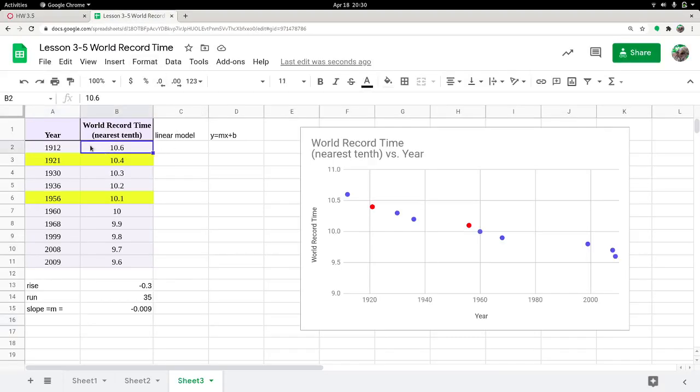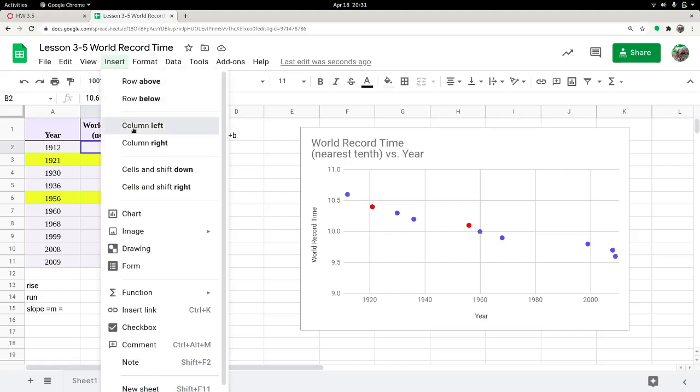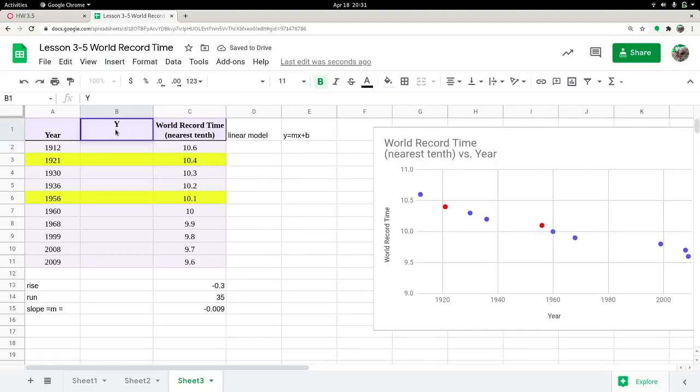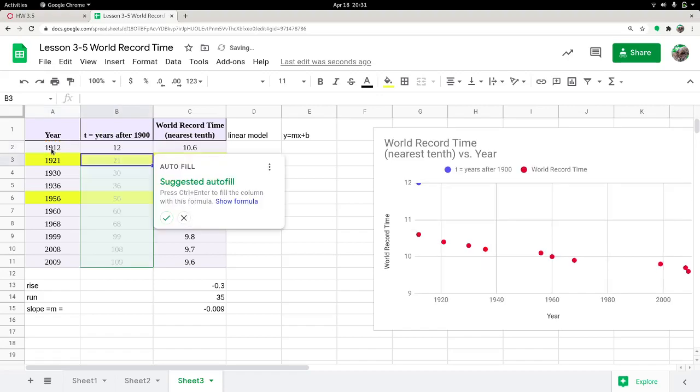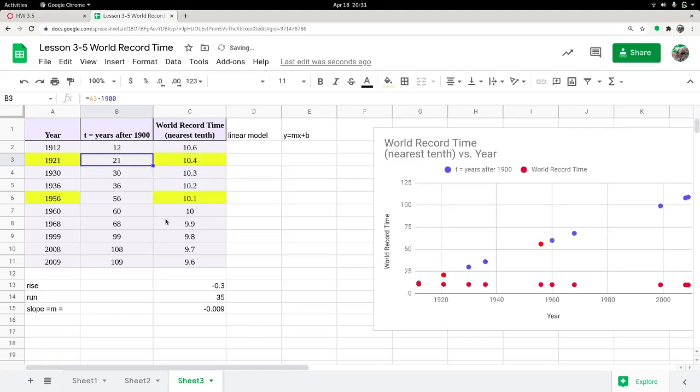All right, so I'm gonna put a new column in between here for t. T isn't the year, it's years after 1900, not 1990, sorry. So let's insert a column to the left there and call it t, years after 1900. All right, so to do that, this would be 12 years later and 21 years later, so we just subtract. So equals this minus 1900 tells me how many years later, right? And Google says, I'll fill down for you. Sure, thank you, Google.